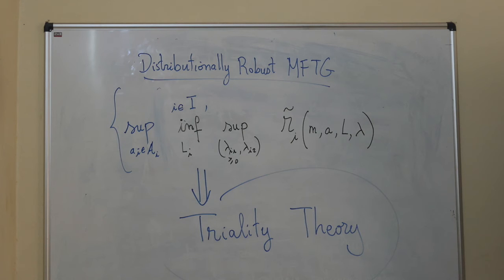Now, supremum on a_i, infimum on L_i, supremum on lambda_1, lambda_2, this leads to a minimax theory. So we have developed an adaptive minimax theory, because you have min, max, min, and max, min, max, and so on. So you get the minimax theory, and you have inequalities, and under which condition you have equalities, under which condition you can switch, and so on. So this is a very interesting area, and the minimax theory has been developed for mean-field type games, as well as for mean-field type optimization. So this summarizes the recent development on distributionally robust mean-field type game theory.